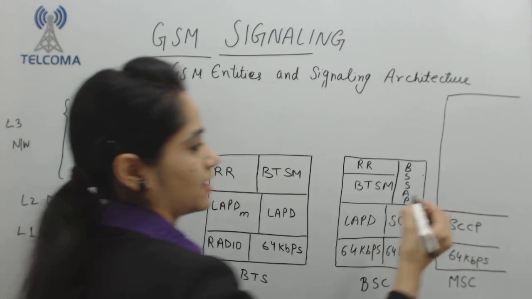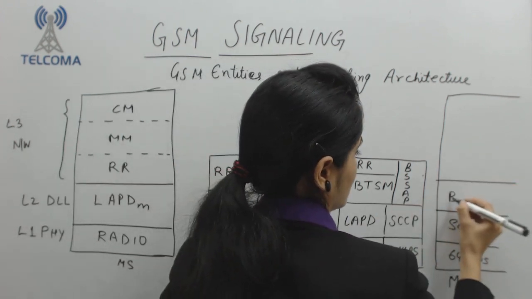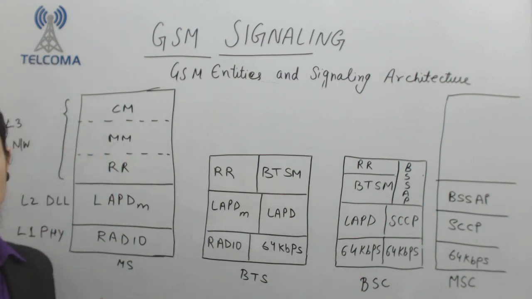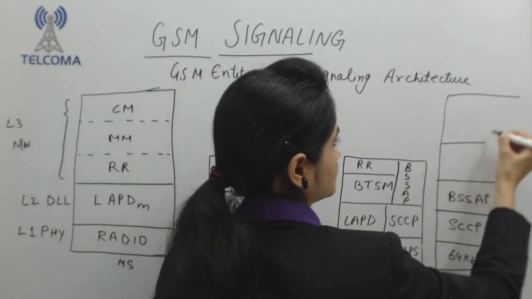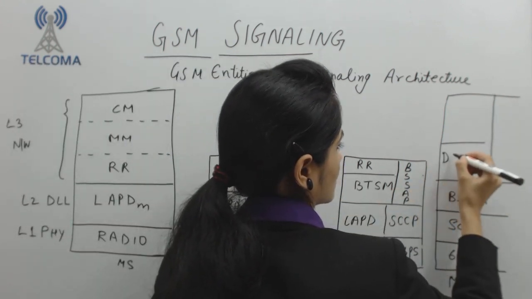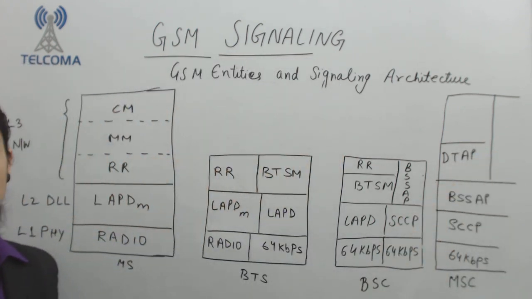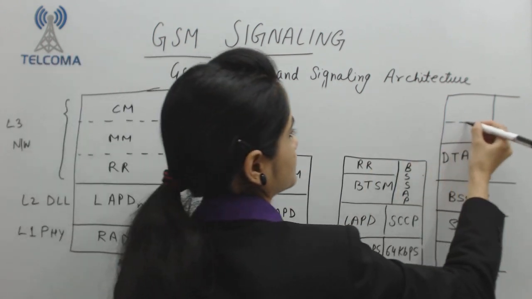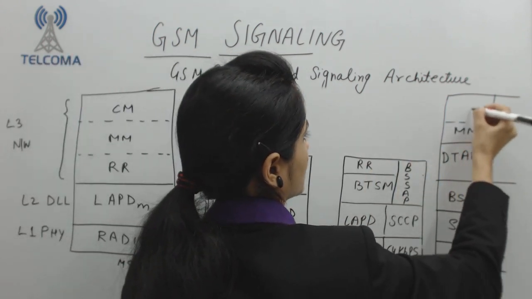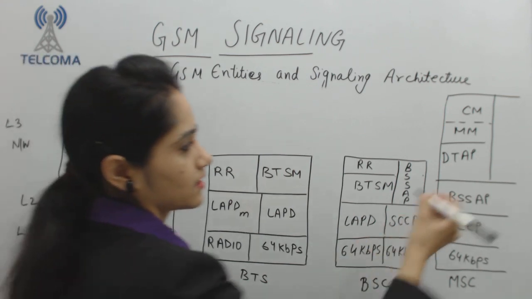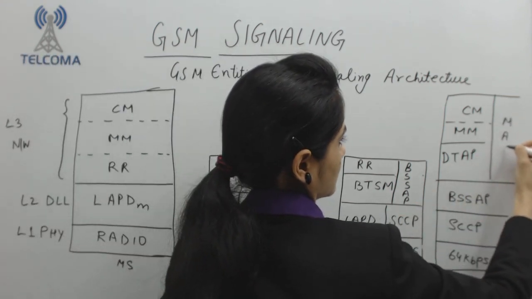SCCP. Then we have BSSAP. After that DTAP. Then we have CM, and we have MM.